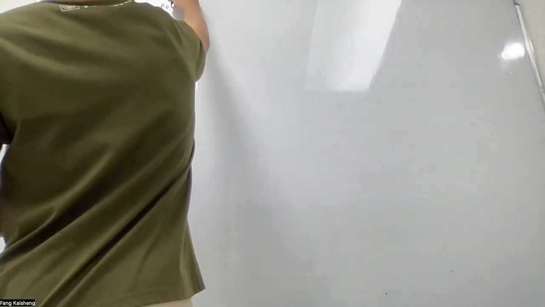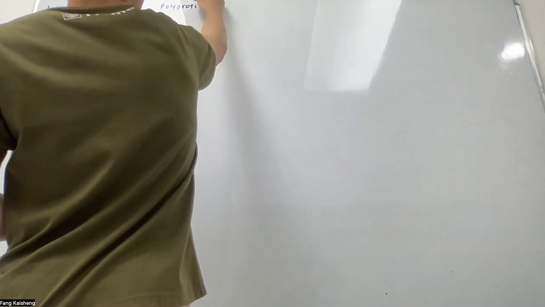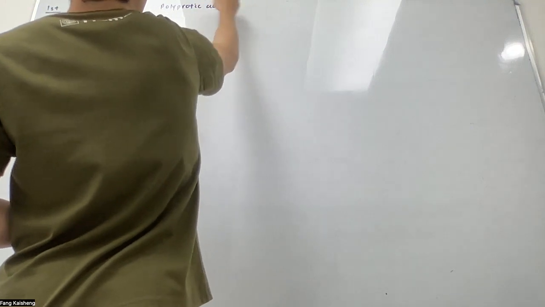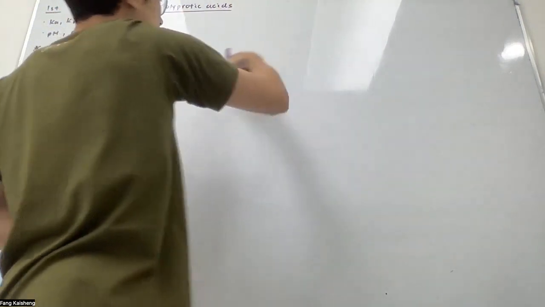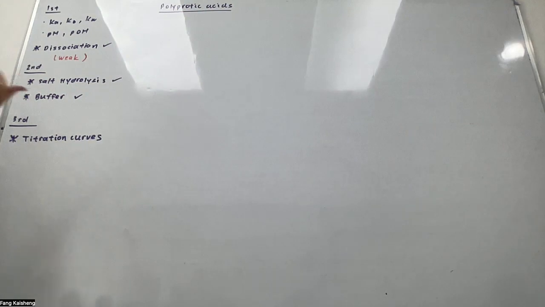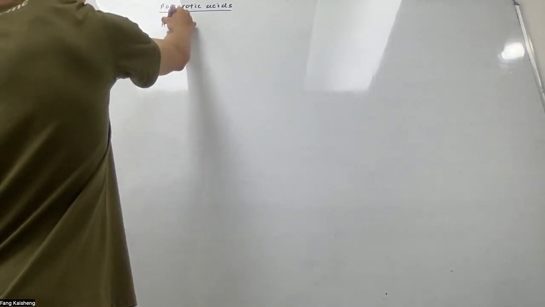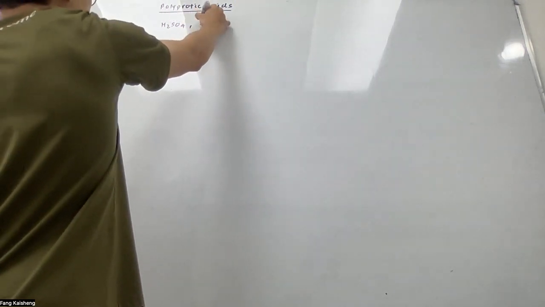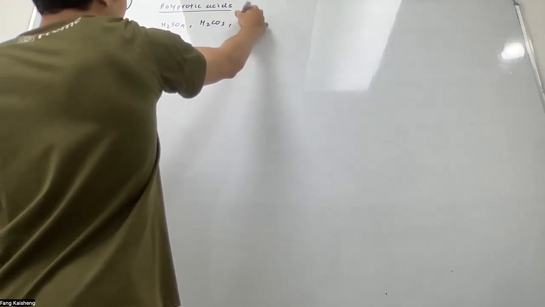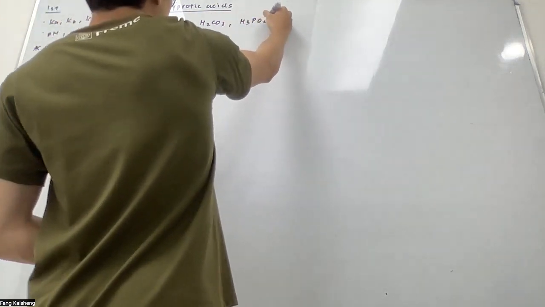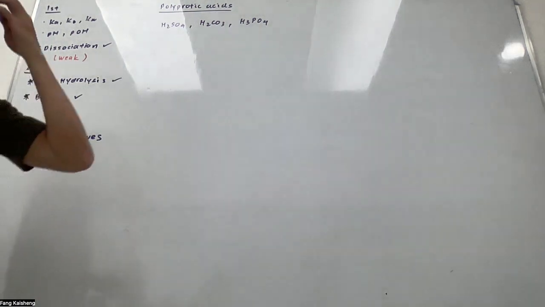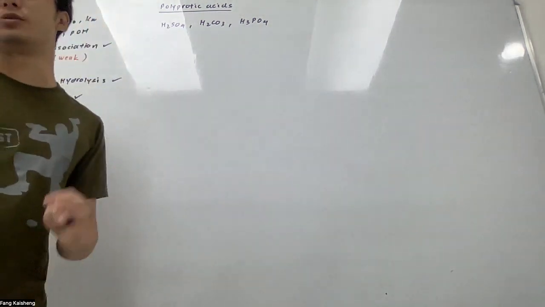Polyprotic acids. Give me some examples of polyprotic acids. HCl is monoprotic. What are some examples? H2SO4, H2CO3, H3PO4. These three are the most common ones. We're going to understand the concept after this. You see the box, we skip this first.